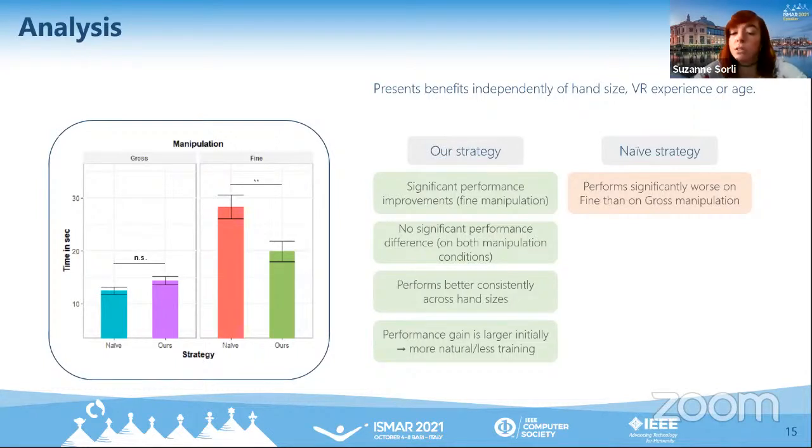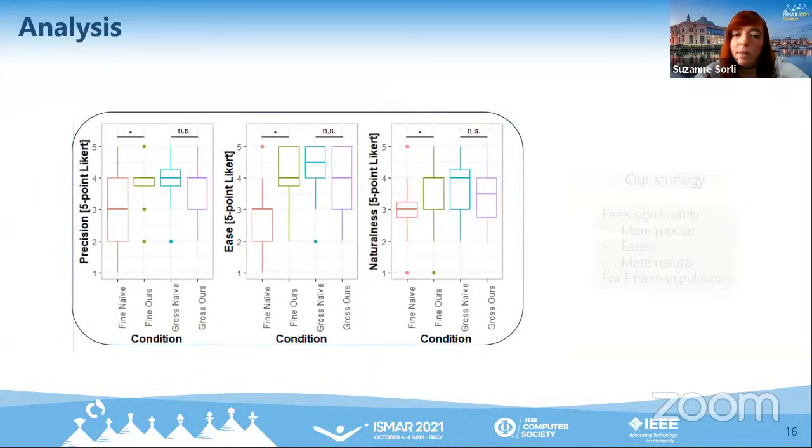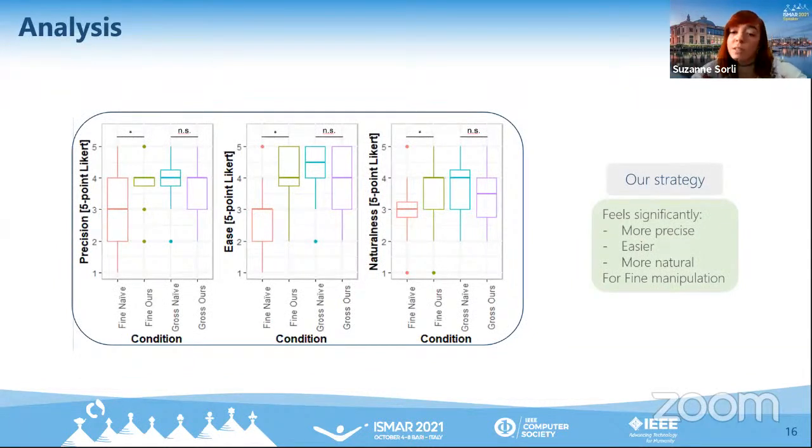Besides, hand size has an effect on performance for fine manipulation regardless of the retargeting strategy, but our strategy performs better than the naive one consistently across hand sizes. We saw after that the fine manipulation benefits from learning more significantly than gross manipulation. Therefore, the analysis of task performance across repetitions indicates that the performance gain of our strategy is larger initially, which suggests that it is more natural, so in other words, that it requires less training. Finally, the questionnaire suggests that our pose retargeting strategy feels significantly more precise, easier, and more natural for fine manipulation.